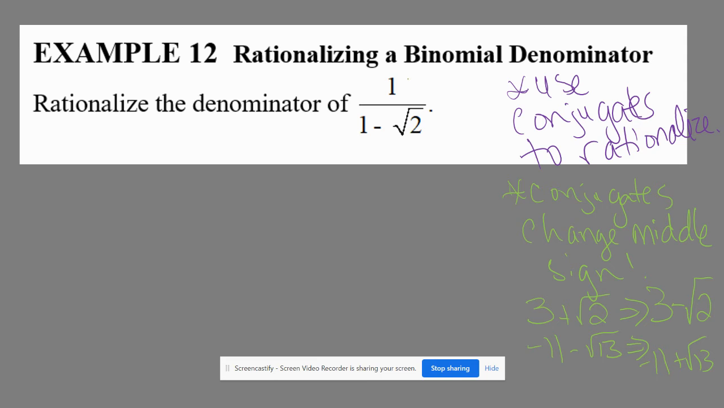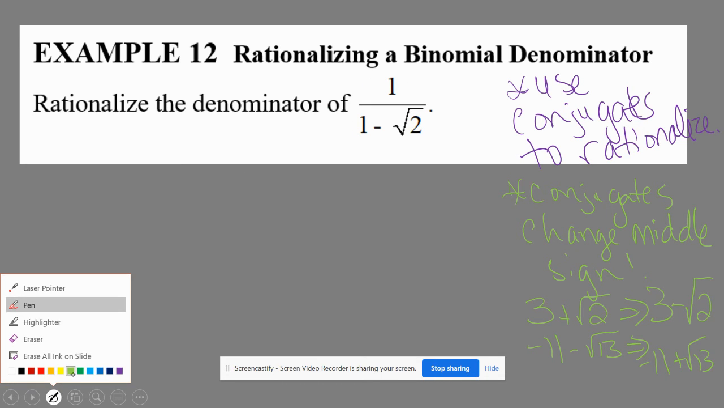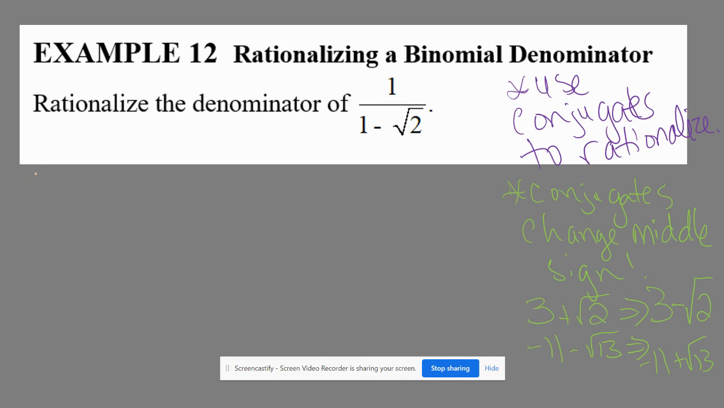So if I'm looking at the problem that's on our paper, we have 1 over 1 minus the square root of 2. The conjugate of 1 minus the square root of 2 is 1 plus the square root of 2. And again, whatever I do to the bottom, I have to do to the top. So on the top, we're distributing. 1 times 1 is 1, plus 1 times the square root of 2 is 1 square root of 2. You can write it with the 1 or without the 1 in front of the square root of 2. It's whatever you're most comfortable with.